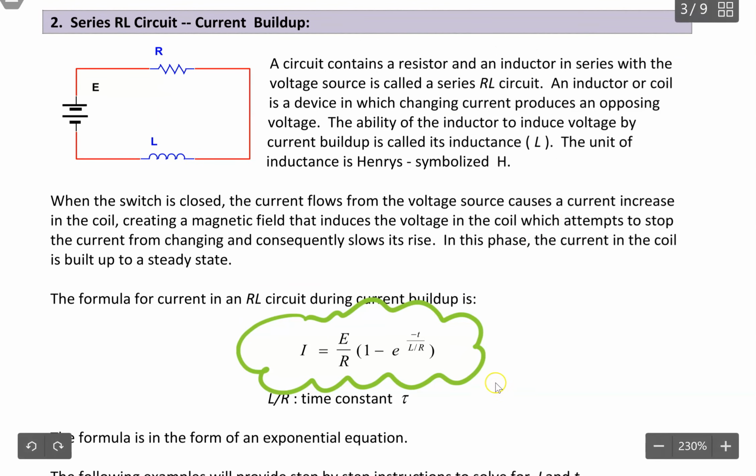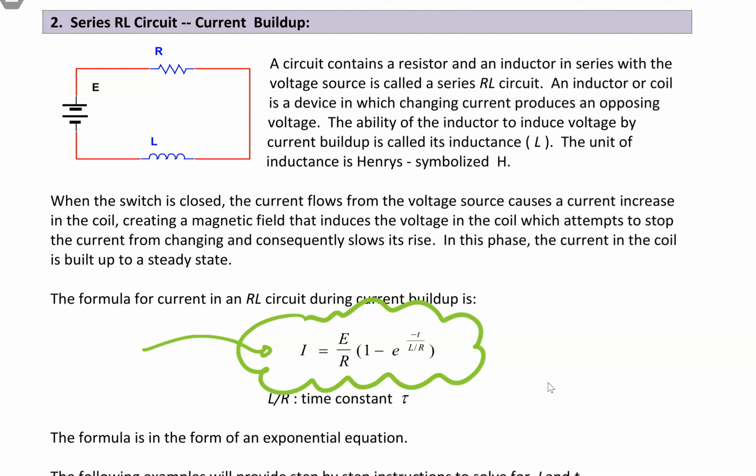Again, this formula right here is quite complicated to derive. It involves differential equations, which means we have to learn about derivatives and integration in order to come up with this formula. So in this class, we just need to know the formula, and we will learn how to calculate certain components in these formulas.